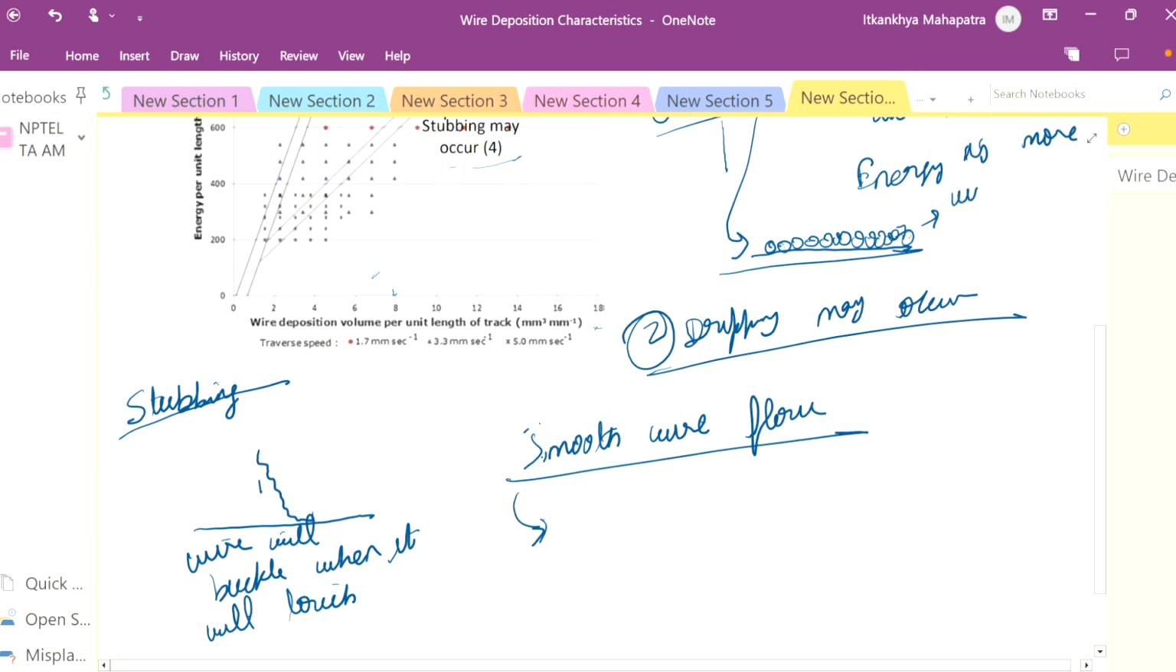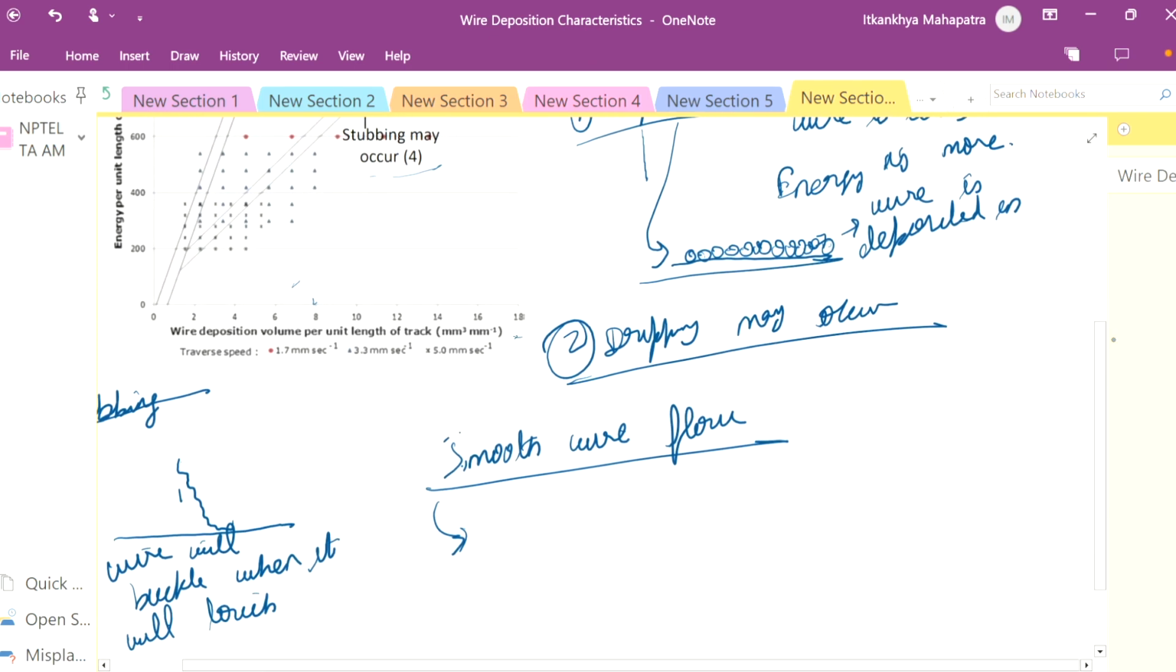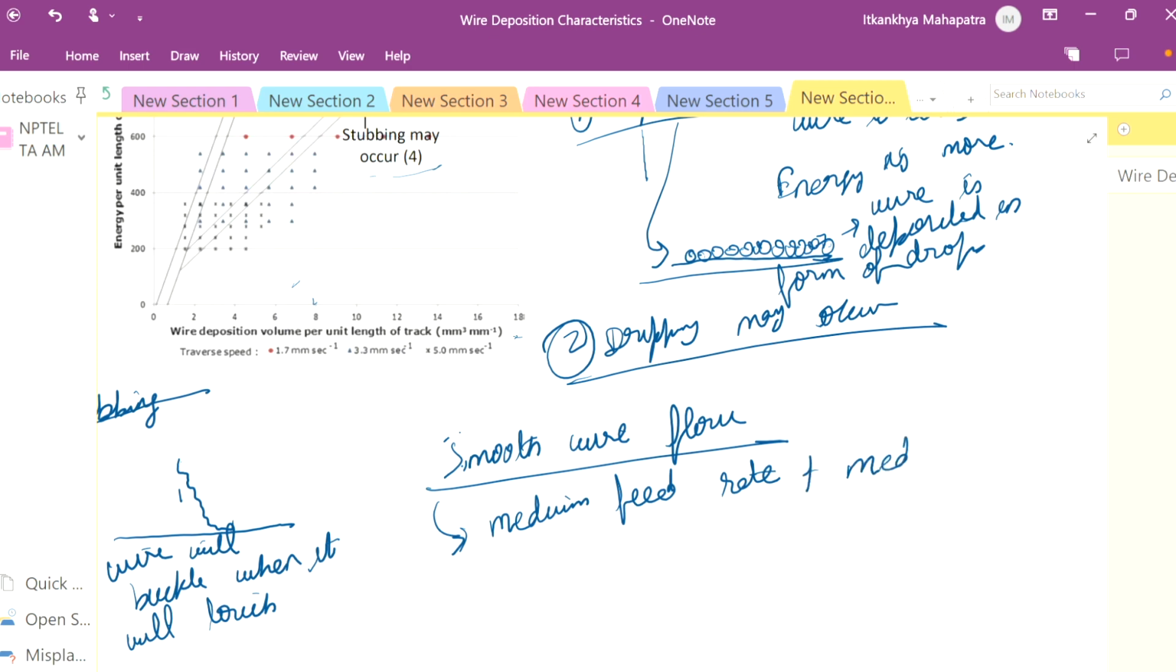Now this I will write: wire is deposited in the form of drops. Now here, medium feed rate and medium energy.